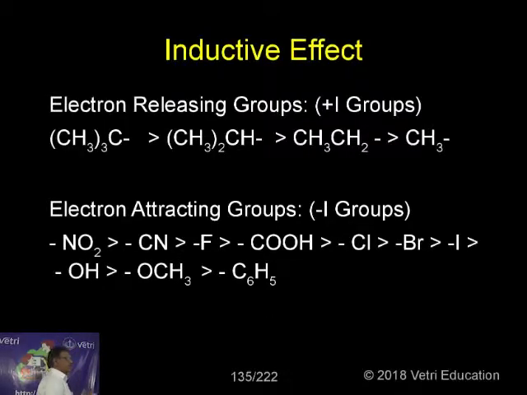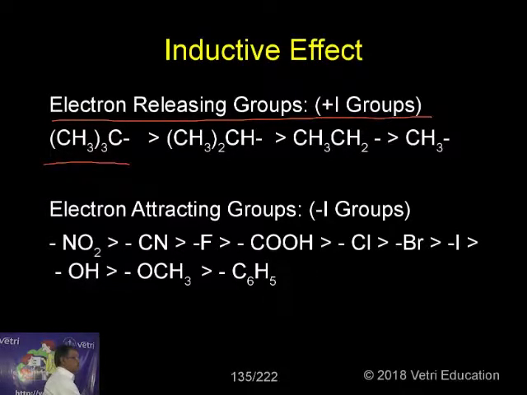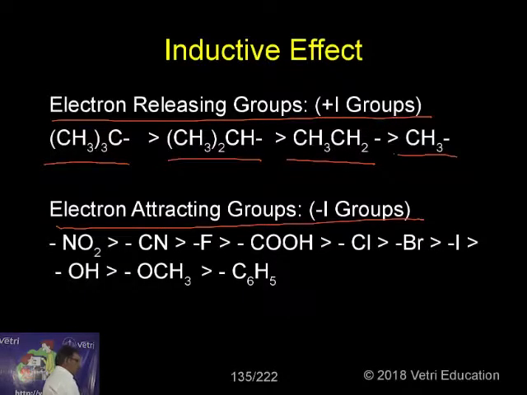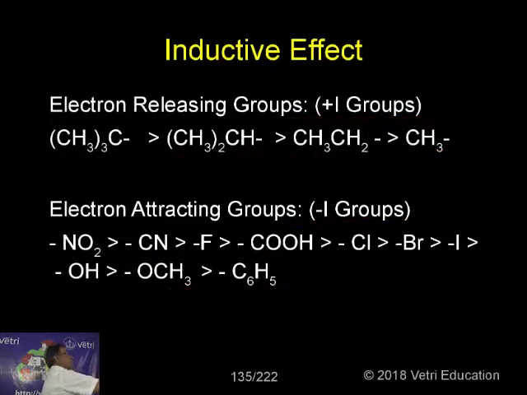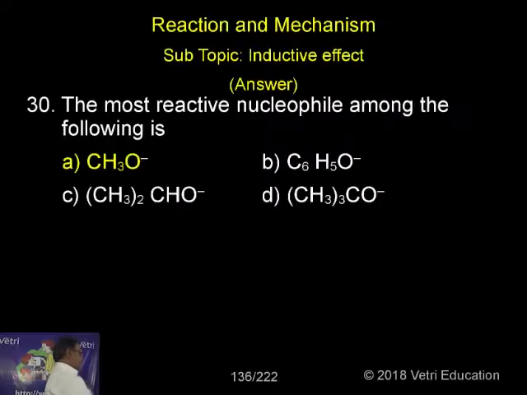Now let me give the groups here. Electron releasing, plus I groups: tertiary butyl is more electron releasing than secondary, than primary, ethyl, than methyl. Same for electron attracting groups: NO2 greater than CN, greater than F, greater than COOH, greater than Cl, greater than Br, greater than I, greater than OH, greater than OCH3, greater than phenyl group. Students, this should be memorized. If two different groups are attached, then you have to first find out which is more electron attracting or releasing.